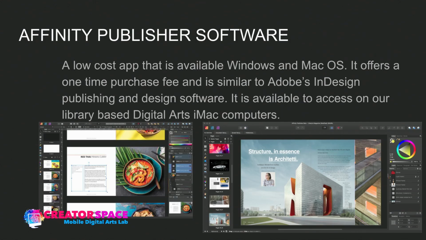So the way it works is Affinity Publisher software can be downloaded and purchased forever. And it's a low-cost app. It's about $70 Canadian to purchase, and you can also access it through our digital arts computers at our library partners as well. So a real great way to access what you need to do your desktop publishing work. So let's get started.